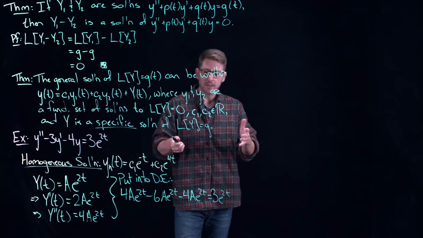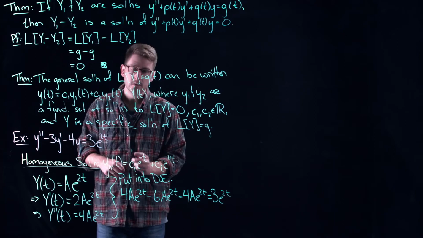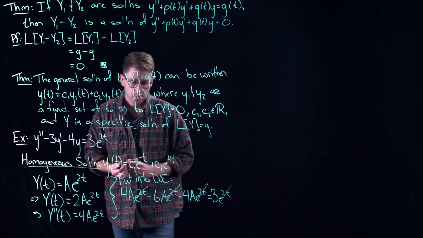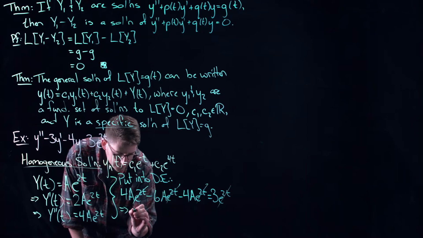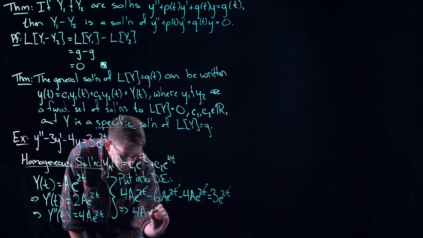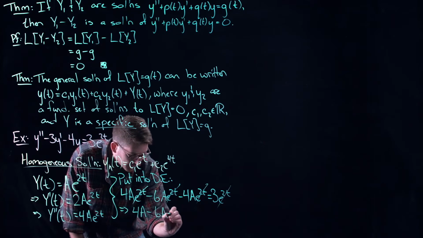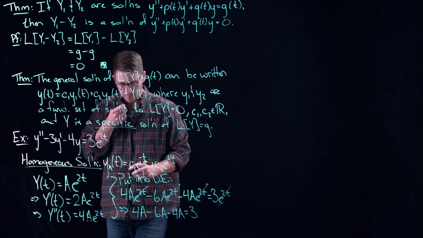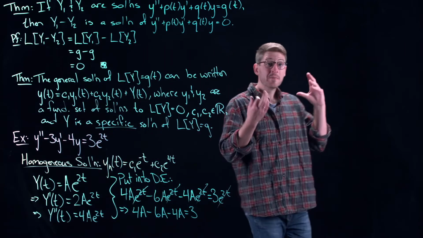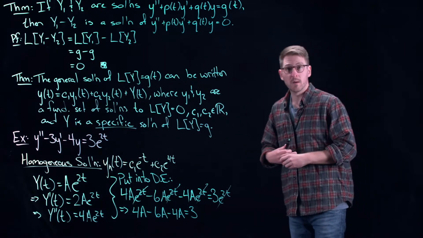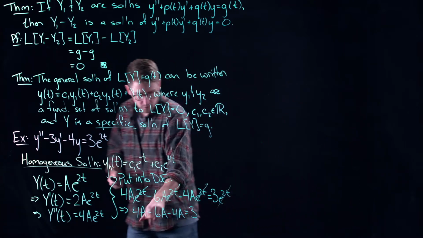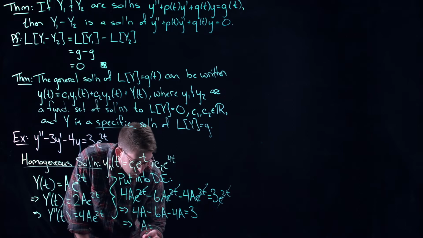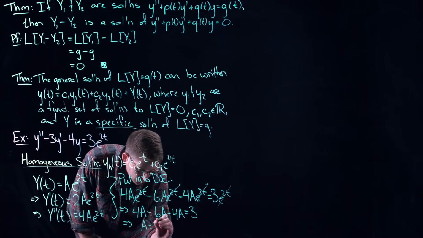Now look at how lovely this is, right? Because everybody's got an e to the 2t in there, I can get rid of it. That leaves me with a very, very simple algebra problem: 4a minus 6a minus 4a is equal to 3. After getting rid of all the exponentials, I'm left with a beautiful little algebra problem. And so the 4a's are going to cancel, and this is going to give me a is equal to minus 1/2.